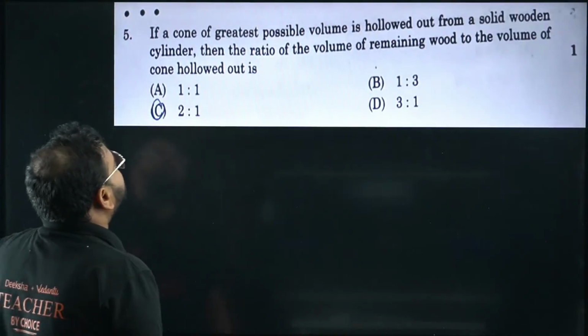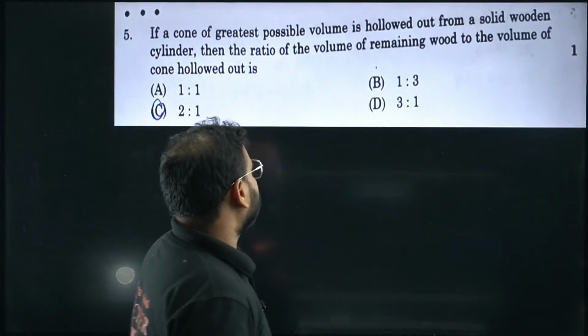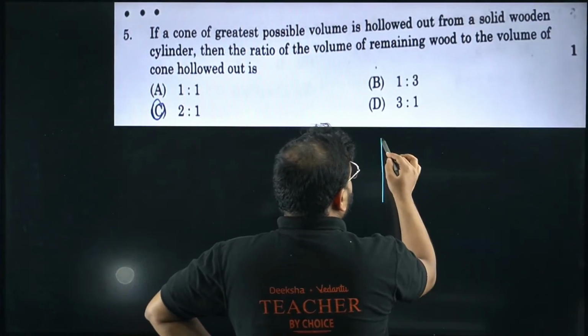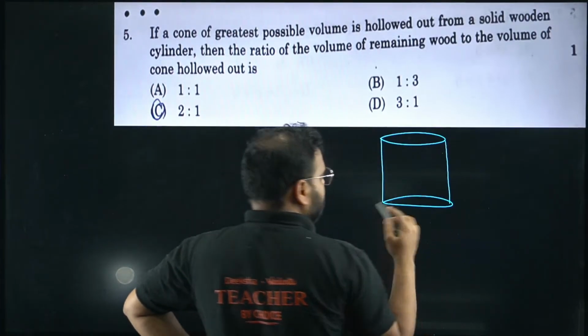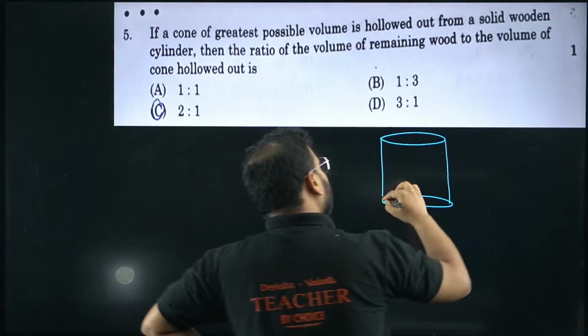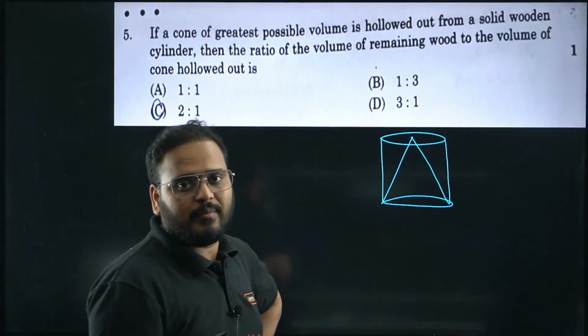If a cone of greater possible volume is hollowed out of a solid wooden cylinder. Okay, there's a solid wooden cylinder like this. From here, you've taken the largest possible cone. What is that going to be? Like this only, right? That's how you can take the cone of the maximum volume.